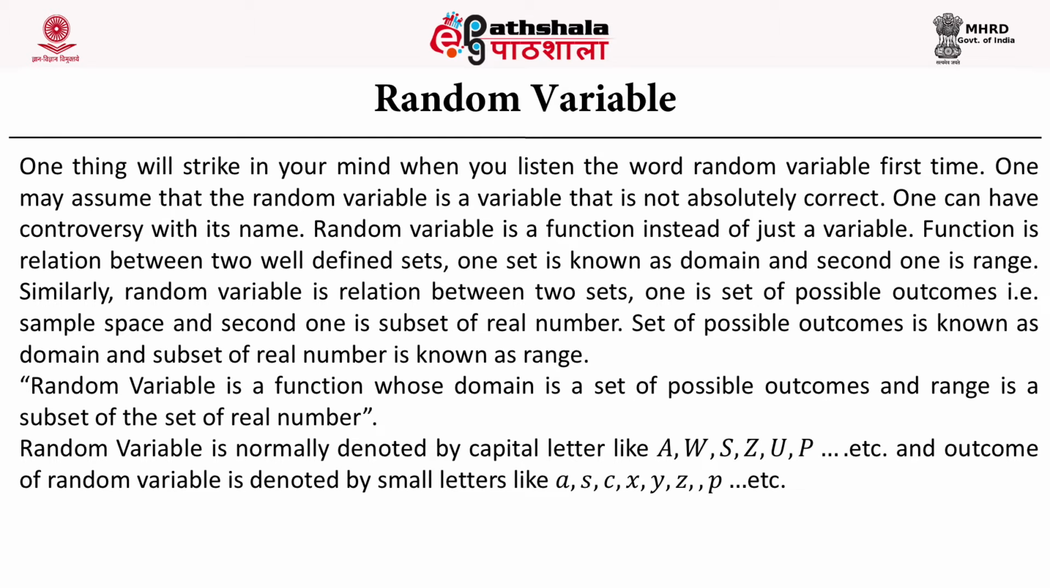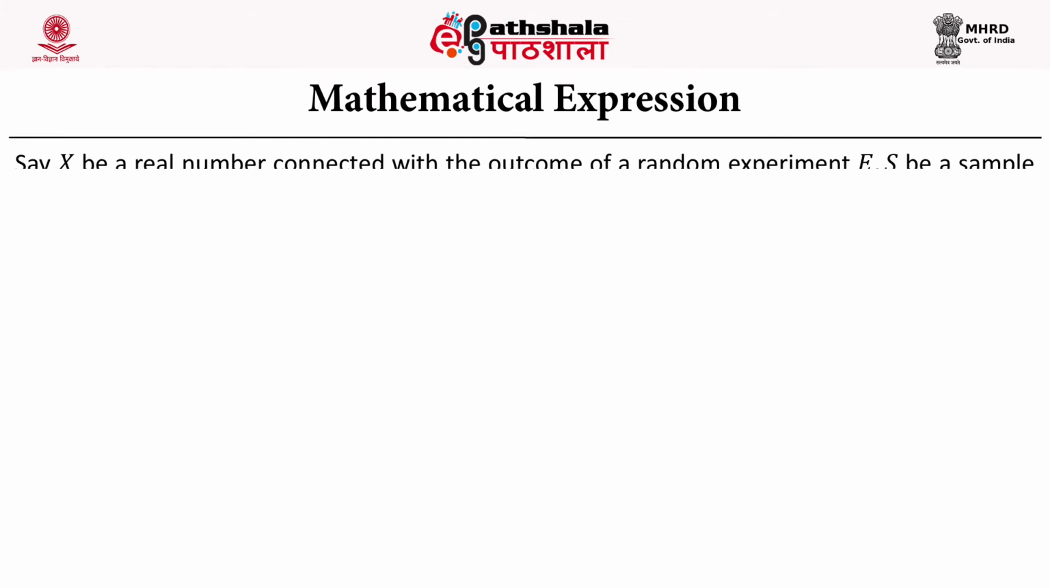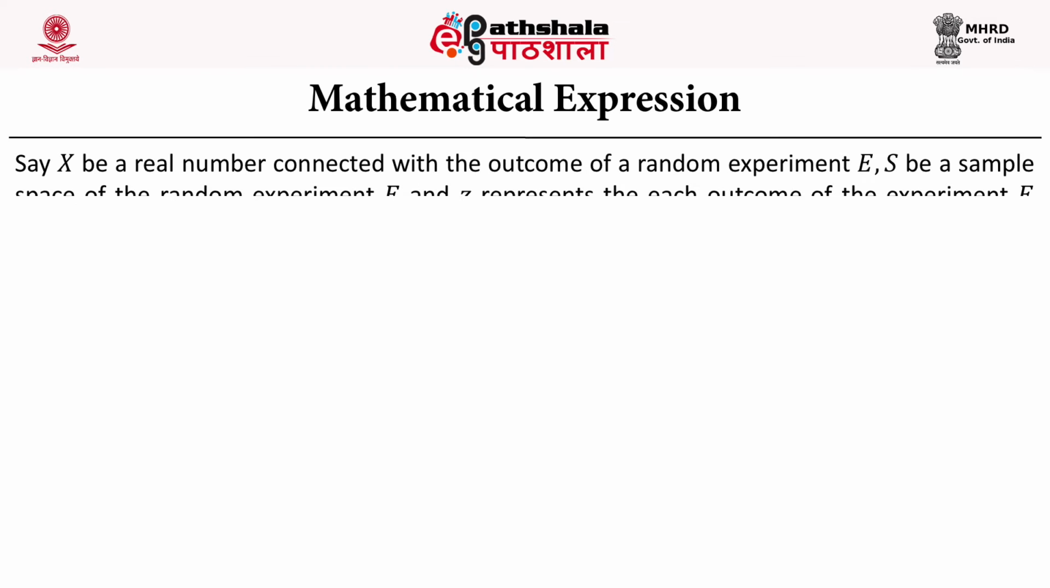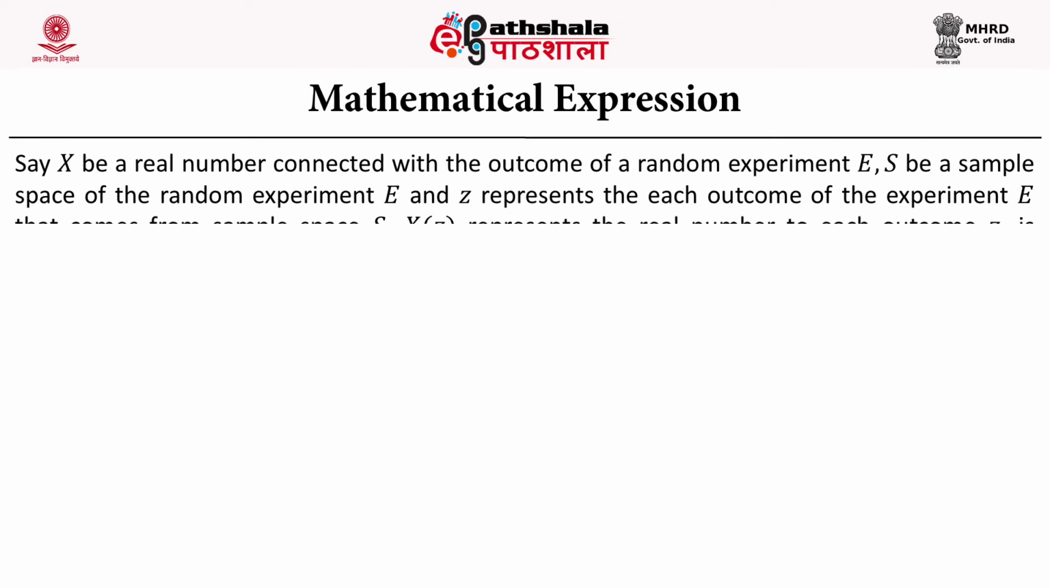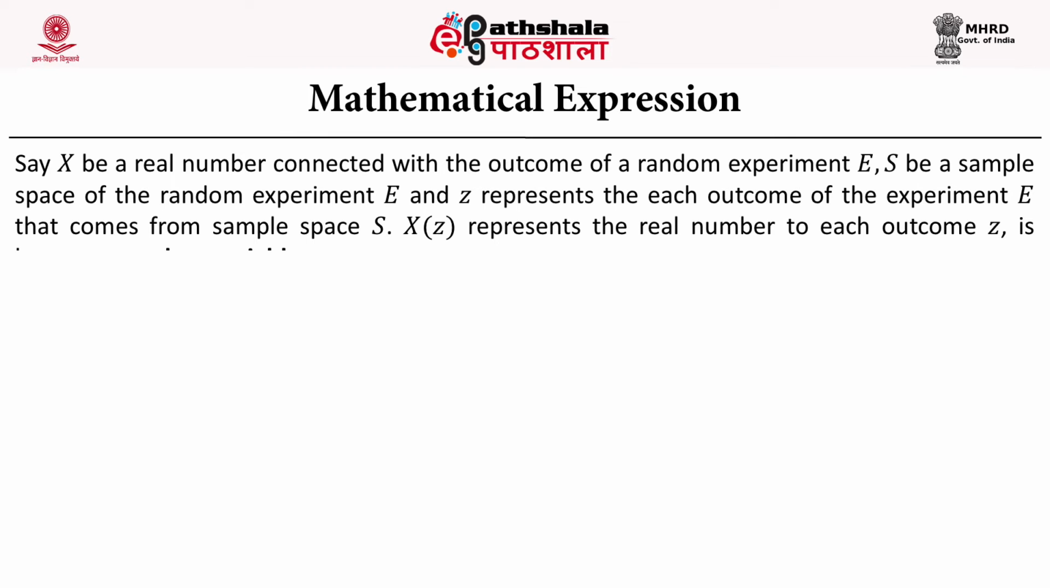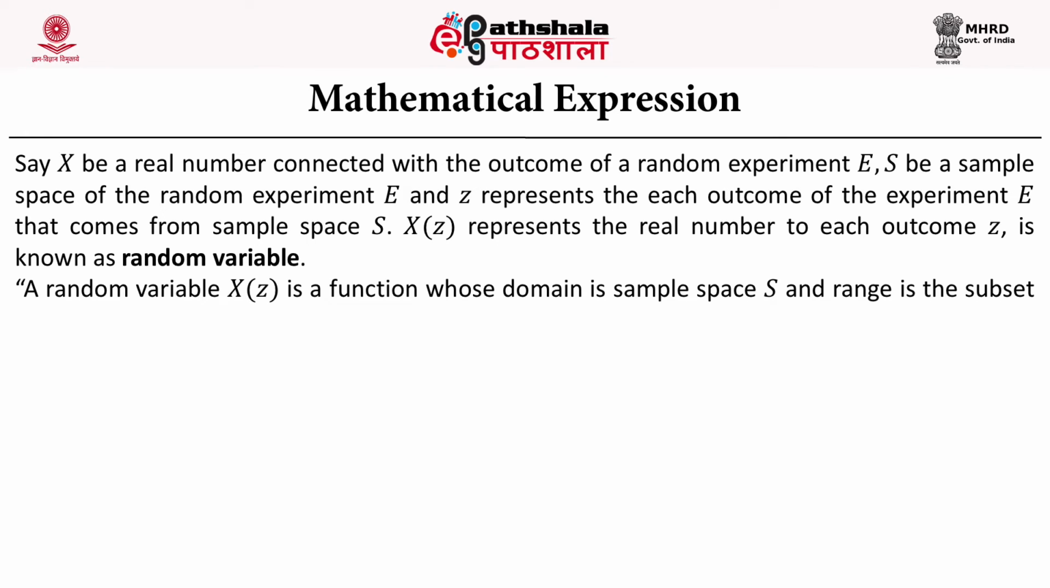And outcomes of a random variable are denoted by small letters of the alphabet like a, s, c, x, y, z, etc. So the mathematical expression: say capital X be a random variable connected with the outcome of a random experiment E, and S be the sample space of the random experiment E, and z represents each outcome of the experiment E that comes from the sample space S, and X(z) represents the real number assigned to each outcome z. This is known as a random variable.